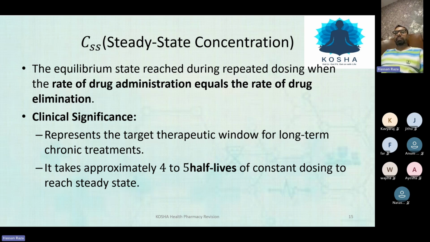It is the equilibrium state reached when you are repeatedly dosed, whatever way you are dosing. For example, you are giving the drug orally or through intermittent infusion. After 4 to 5 half lives, there will be a steady state concentration, and you will understand the concept in later slides, when I explain how it happens.